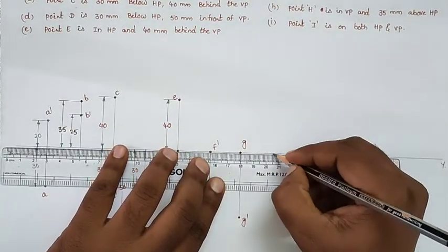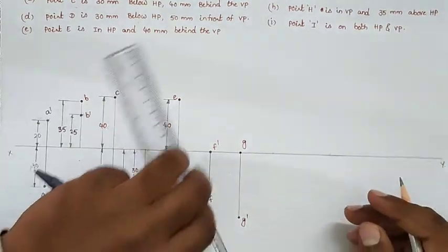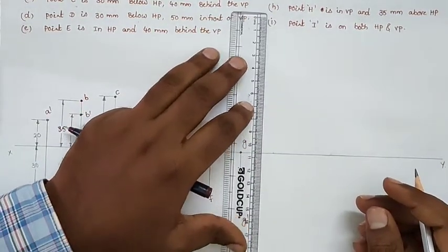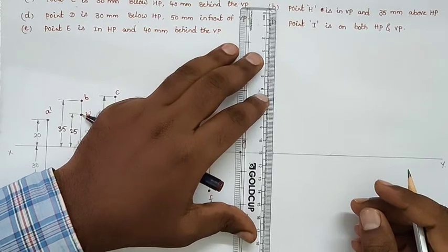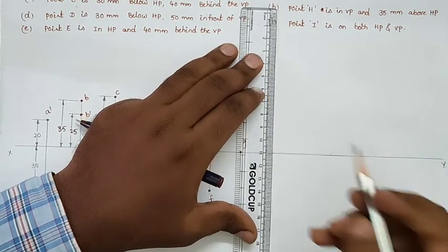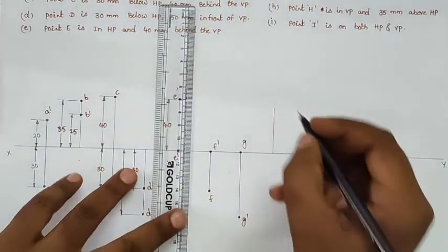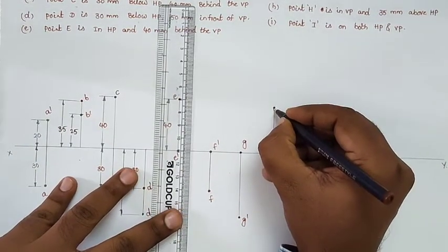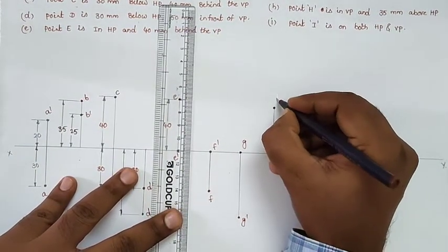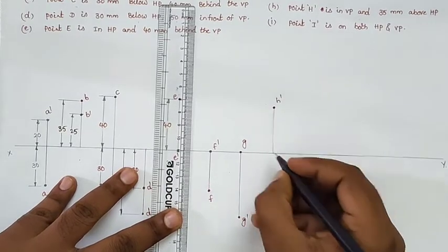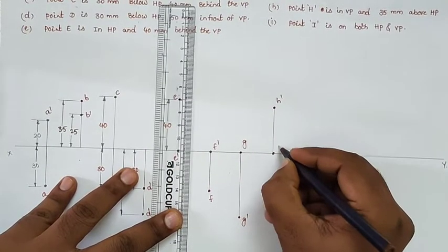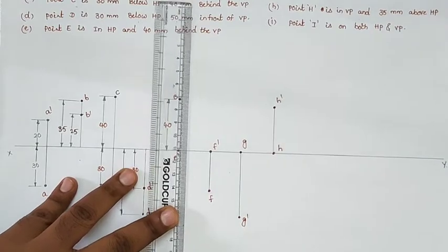Take 25 mm distance. So point H is in the VP and 35 mm above the HP. Take 35 mm above the HP. Above means above the reference line we will get the front view. Front view of H is small h dash. On the reference line we will get the top view, small h.